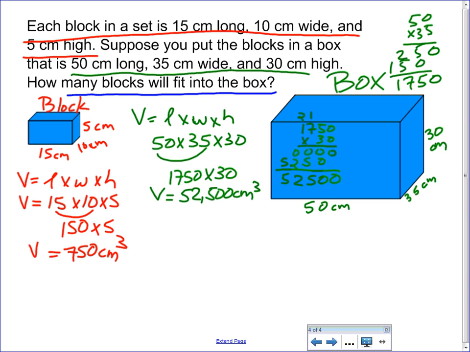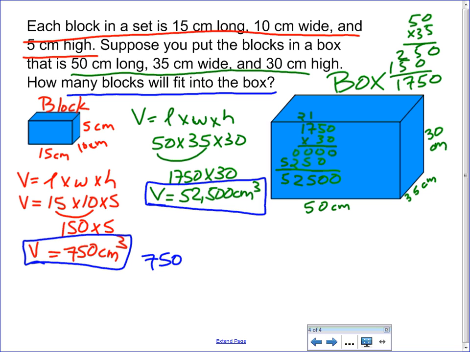So let's move on to the final portion, which is how many blocks will fit into the box. If we're considering only volume, we know that the volume of a single block is 750 cubic centimeters, and we want to make those blocks fit into a box that has a volume of 52,500 cubic centimeters. Remember back to when we discussed division. We want to know how many 750 cubic centimeter blocks fit into a 52,500 cubic centimeter box. So we're going to try to divide.